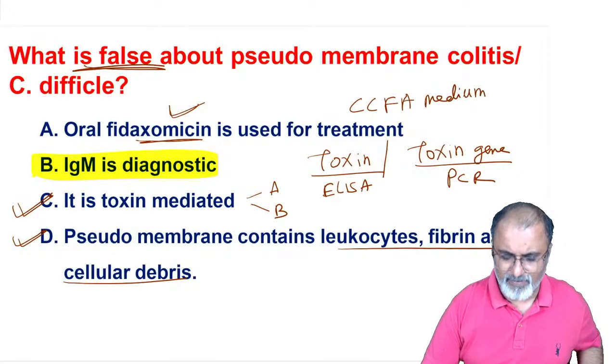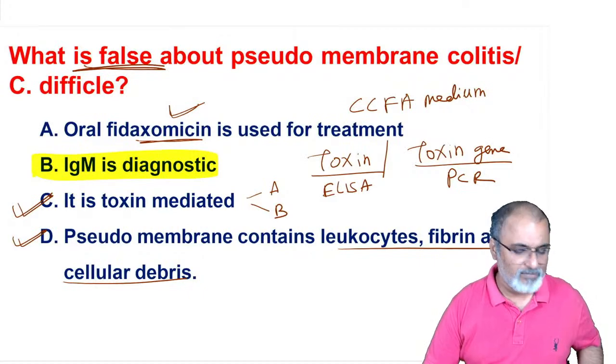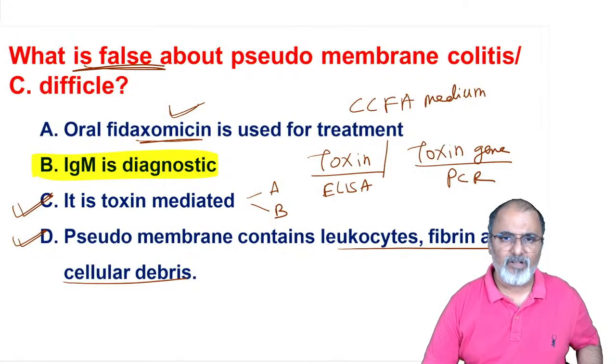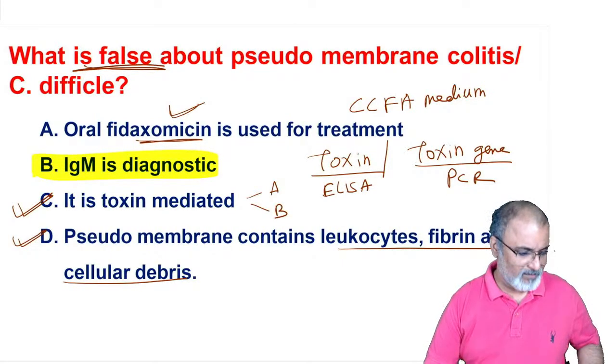Cycloserine, cefoxitin, fructose agar. We have a medium. It's a very good medium. So, false statement about pseudomembranous colitis. Clostridioides difficile: IgM is diagnostic? No, IgM is not diagnostic. We don't know which IgM.